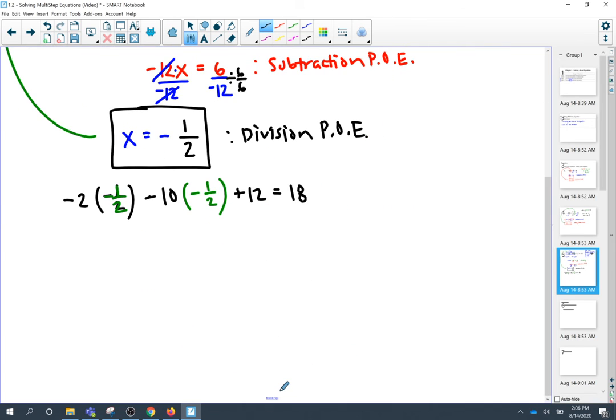Okay, let's give this a try. First of all, a negative times a negative is a positive. And then half of 2 is 1. Again, you're taking half of 2. That's 1. Then a negative 10 times a negative 1/2 is a positive, and then you're doing half of 10, which is 5. Then we just have a plus 12 equals 18. So 12 plus 5 is 17, plus 1 is 18. 18 equals 18. Check, we're good to go.